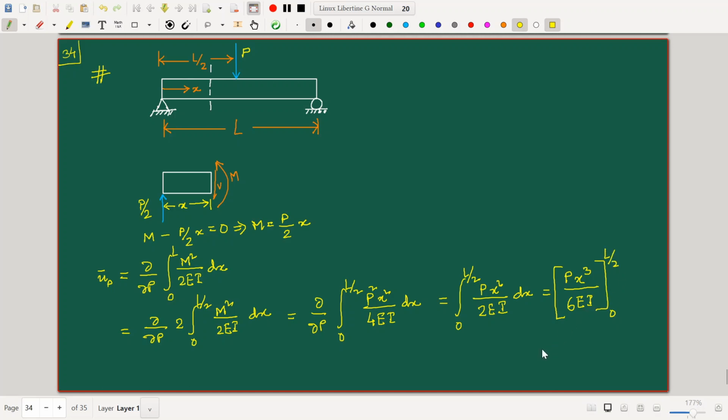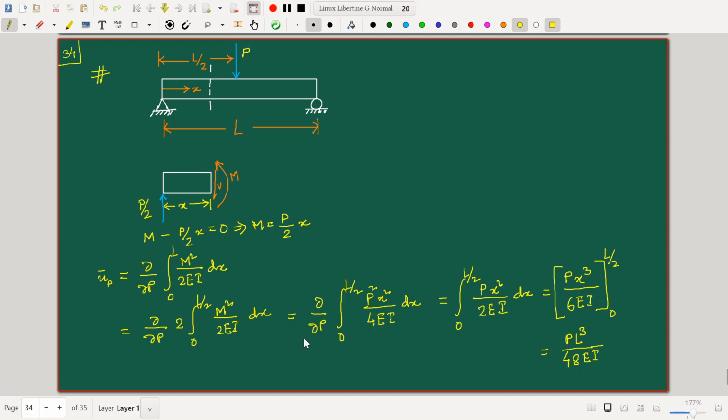And for our final answer, what we'll obtain is PL cube. So this 2 cube will give me an 8, and 8 times 6 is 48. So this is PL cube by 48 EI. Again, I'm sure that many of you who have had very good GATE preparation would have these very special case answers at your fingertips, and that's good, but it's also good that we know how to obtain this formally. Please note that I have exploited the symmetry of the situation here.